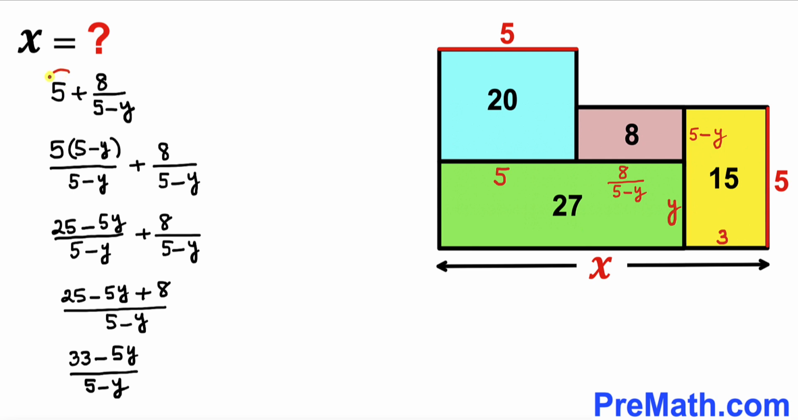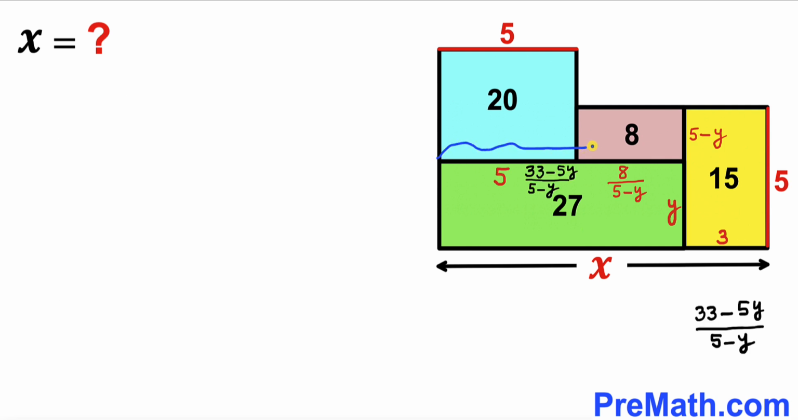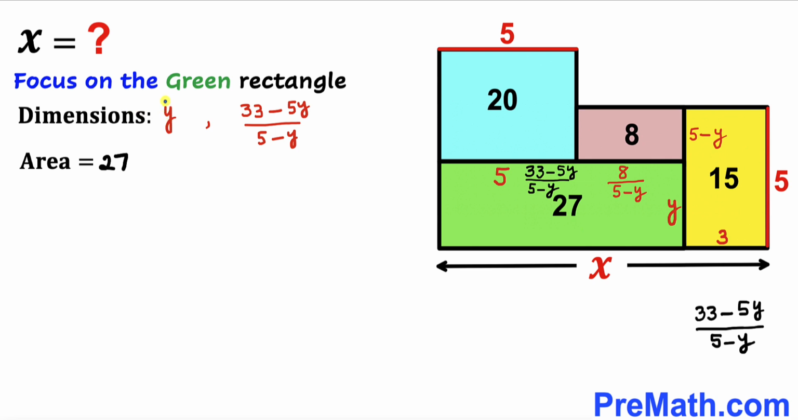So therefore if we add these two quantities, it adds up to (33 minus 5y) divided by (5 minus y). So thus the side length of this green rectangle turns out to be (33 minus 5y) divided by (5 minus y), and this side length is y. So therefore the dimensions of this green rectangle turn out to be y, and (33 minus 5y) divided by (5 minus y). And moreover, the area of this green rectangle is 27. And now let's recall the area of rectangle formula once again.